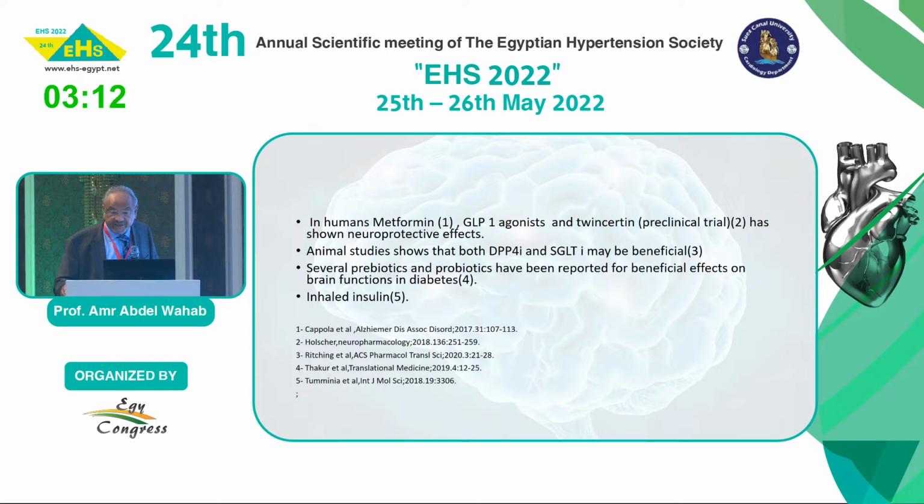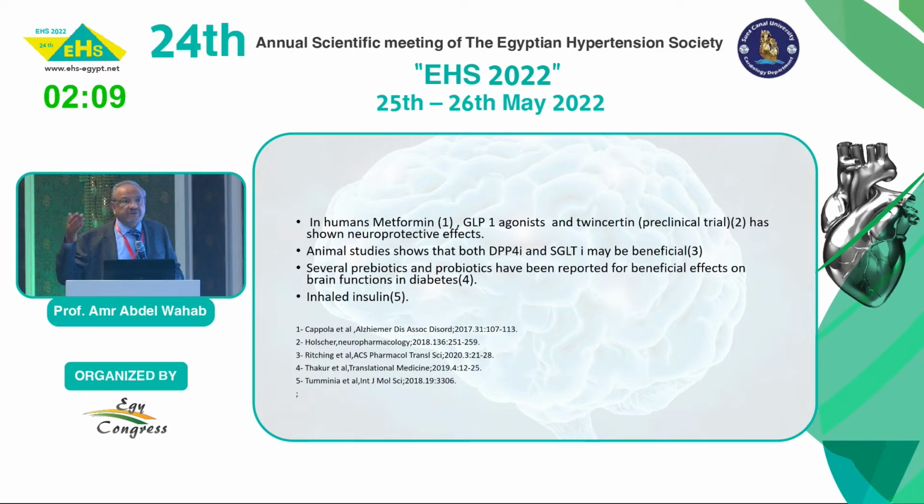GLP-1 agonists, the same. Twincretins, like tirzepatide, have been shown to be very good in preventing cognitive decline in preclinical trials. Animal studies showed that DPP-4 inhibitors and SGLT2 inhibitors may be beneficial. Now, the answer may come from the gut. Prebiotics and probiotics have been reported to have a beneficial effect on brain function in diabetics, possibly by production of some neurotransmitters that are disturbed in diabetes. Other modalities, like inhaled insulin, go directly through the olfactory circulation to the brain, thus we have a higher concentration of insulin to overcome the insulin resistance at the level of the brain.